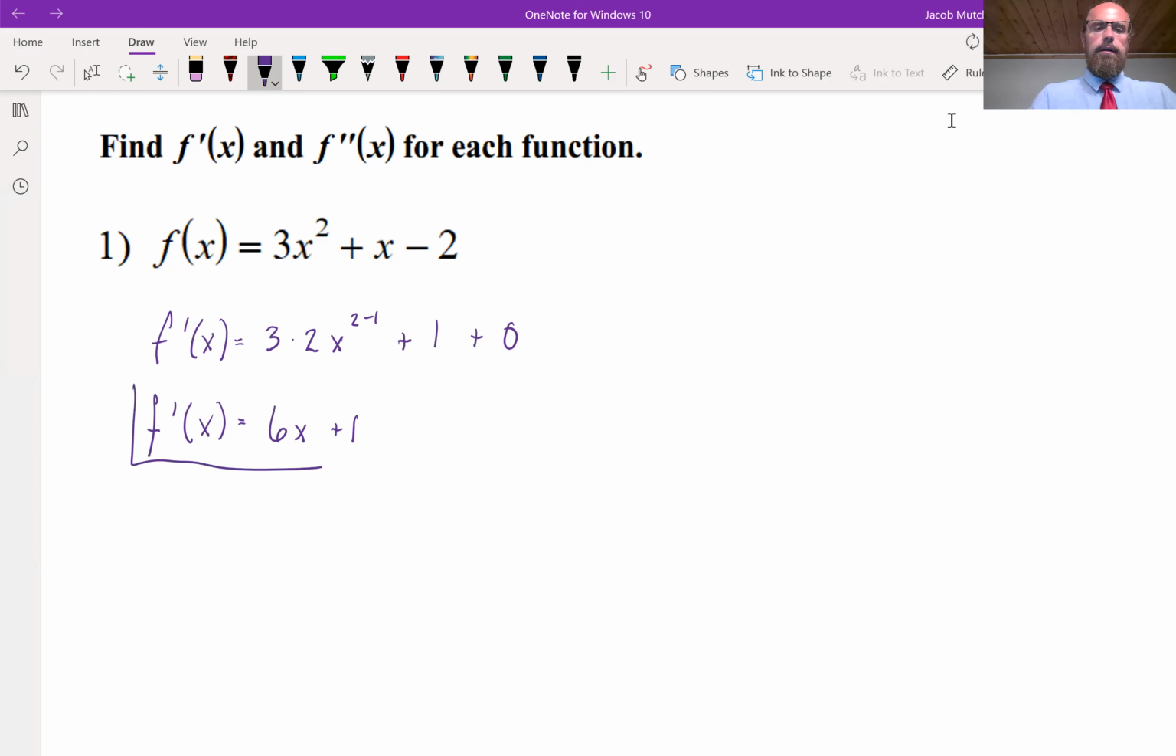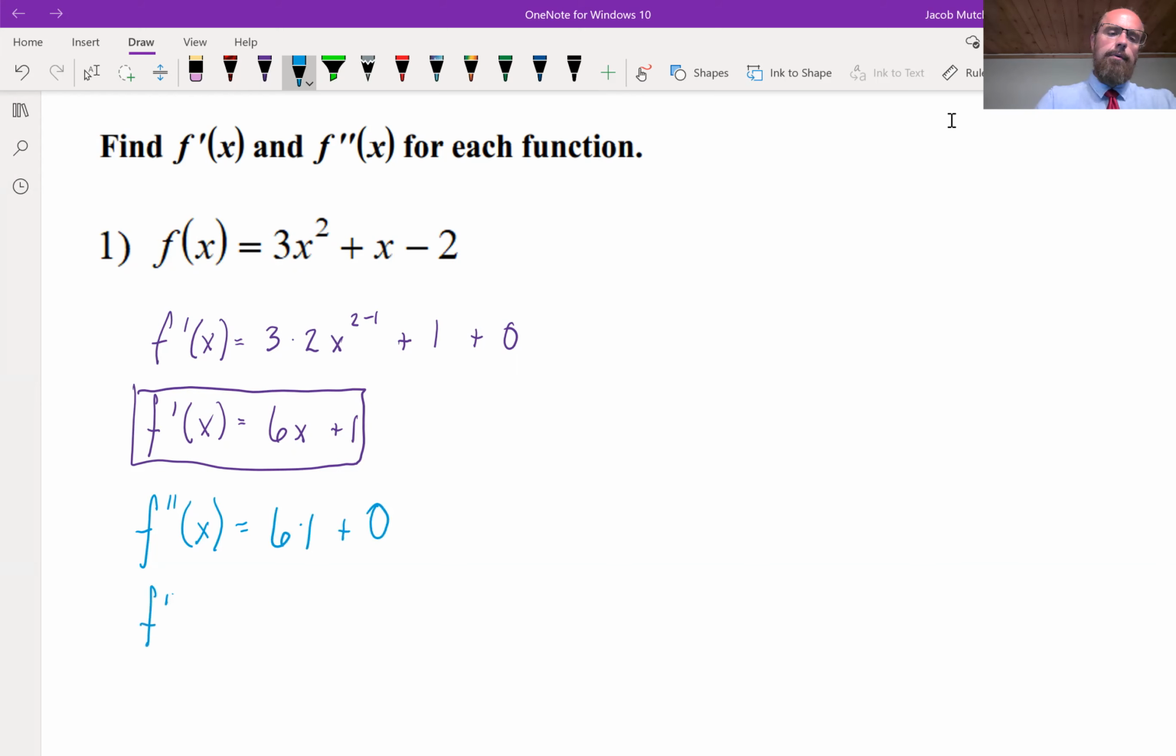We'll box that. But then we also want to take the second derivative. So it's as simple as taking the derivative of the first derivative. So now we'll work on the derivative of 6x plus 1. And I'll notate that as f double prime of x. So again, I'm just applying the same rules, but now I'm applying them to this first derivative. The derivative of 6x is going to be just 6 times 1, and the derivative of 1 is just 0. And so I see my second derivative of f of x is just simply 6.